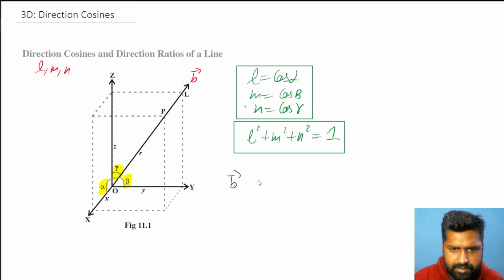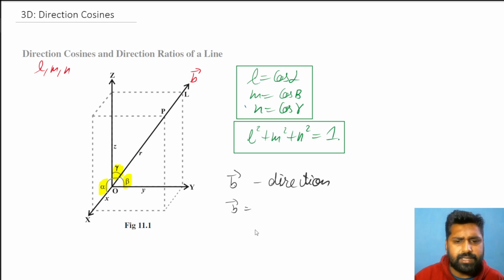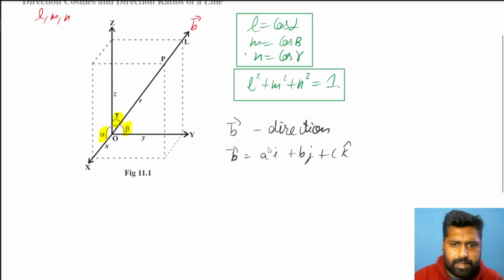So your b vector gives the direction of a line, and it's a vector. It will be written like b1 i cap, b2 j cap, b3 k cap. Instead of b1, b2, b3, I'm saying a i cap, b j cap, c k cap. Remember that b vector is something else; a, b, c are some numbers. This is where it starts to get confusing. So b vector is a i, b j, c k. Anyway, a, b, c are components of this direction vector.